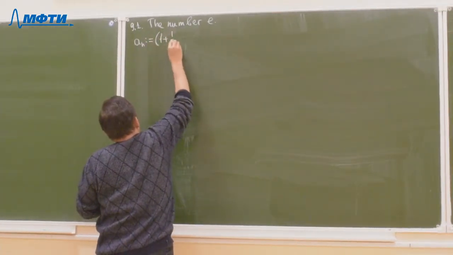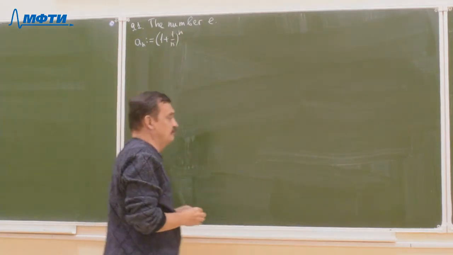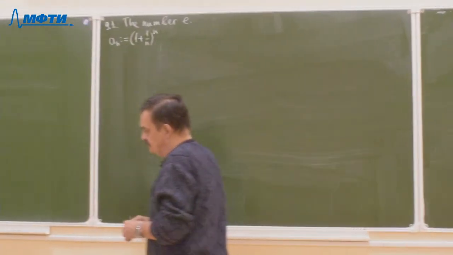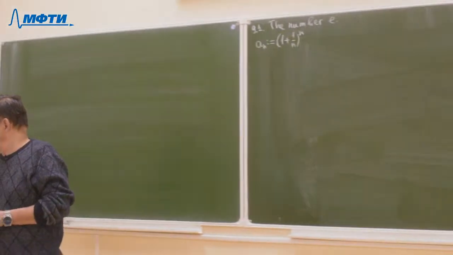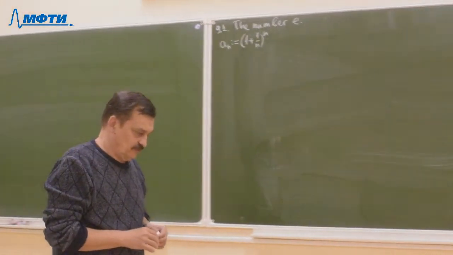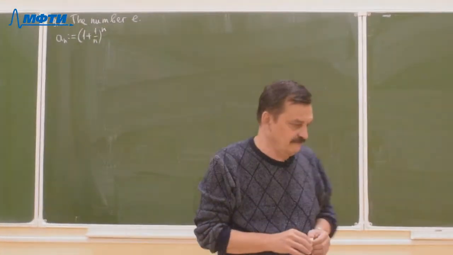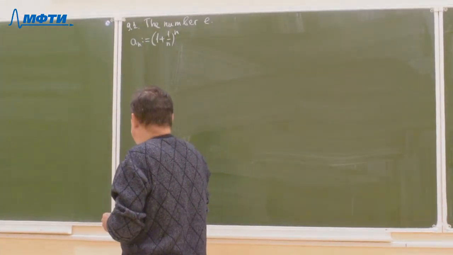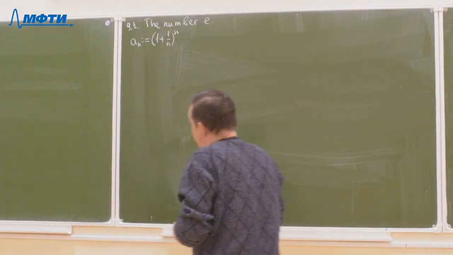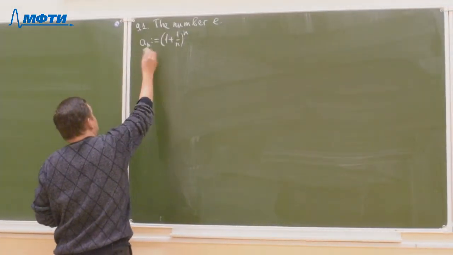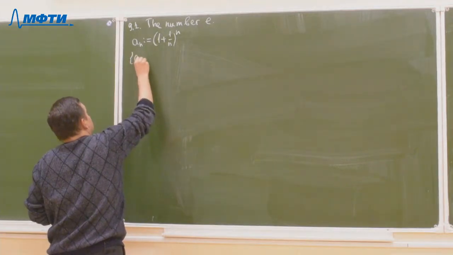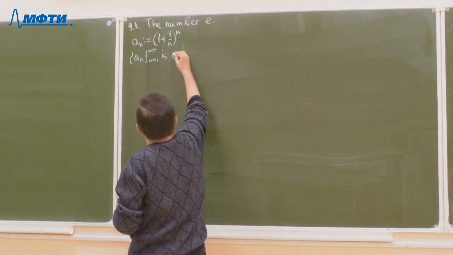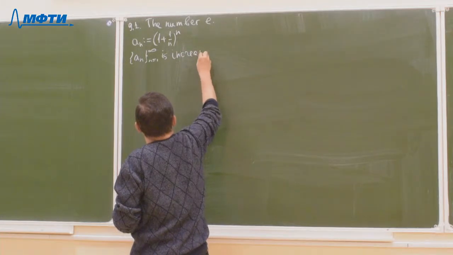(1 plus 1 over n) power n, and we want to use the Weierstrass monotone sequence convergence theorem, and so what will we prove? Firstly, the first claim is that the sequence is increasing. In fact, strictly increasing.